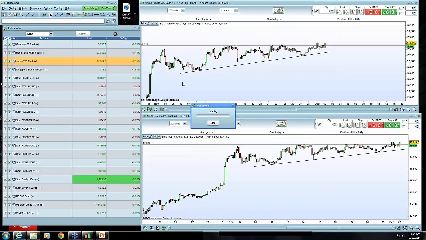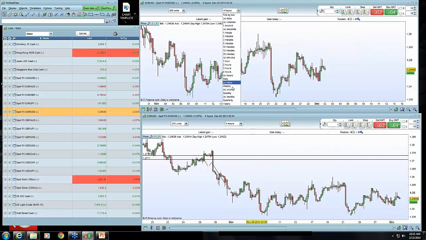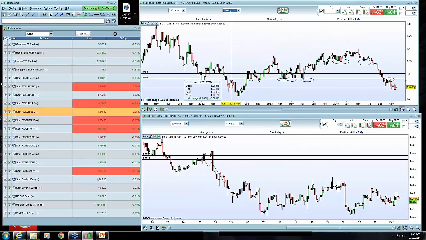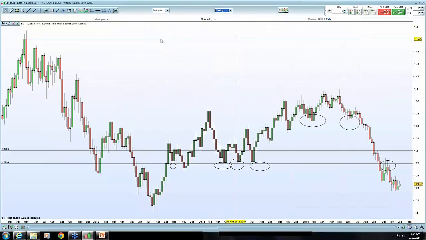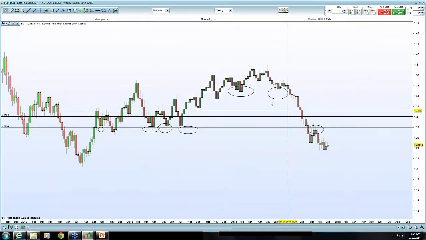Okay, let me move on to Euro Dollar. Okay, Euro Dollar, weekly chart. Really, since I started the webinar 2-3 months ago, nothing much has changed in the weekly chart. We are just going down for the Euro Dollar.